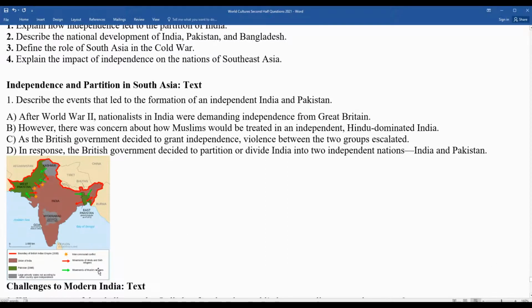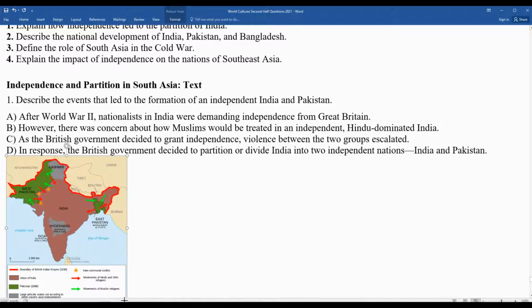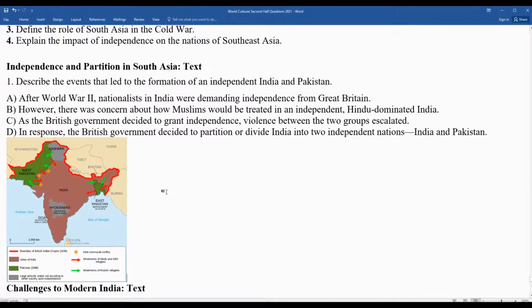All right, so we look here, obviously we studied the independence movement in India under Gandhi. After World War II, nationalists in India were demanding independence from Great Britain. Gandhi had been fighting for decades in a wide variety of peaceful ways to try and get independence for the Indian people from Great Britain. There was concern about if they did split up, how in the world would they handle the crisis between Muslims and Hindus? Obviously, religious differences, they didn't really cooperate and get along very well.